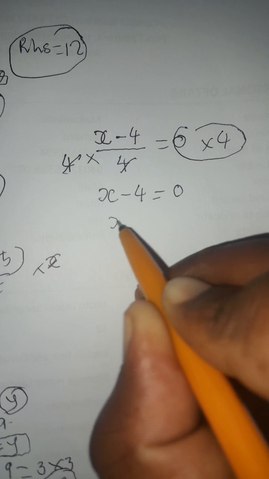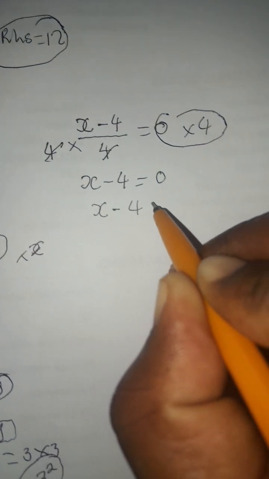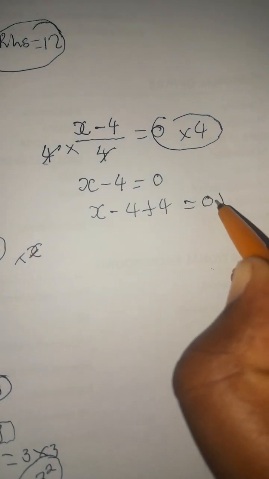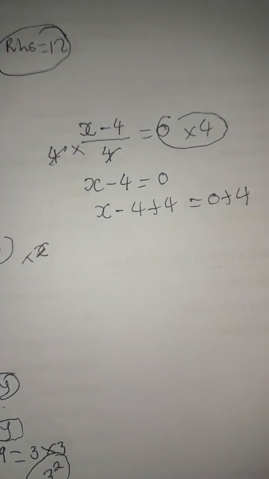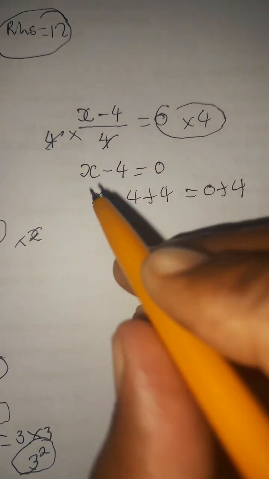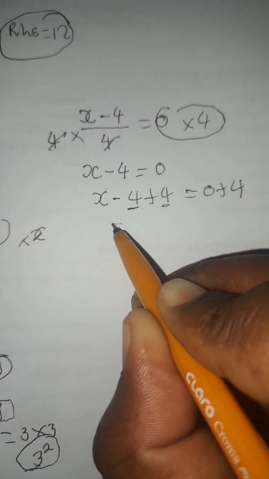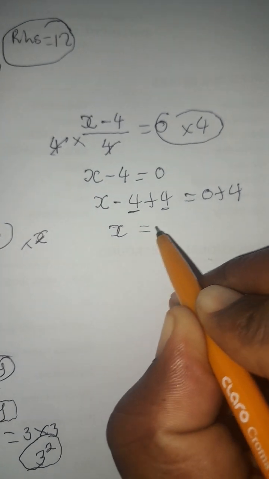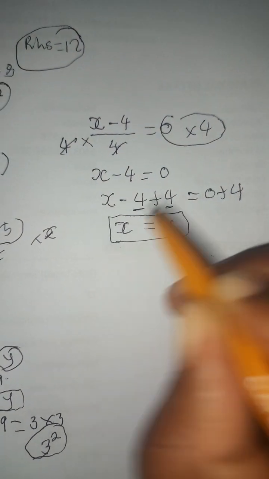So you need to make x the subject of the formula. Transpose negative 4 to the other side. Since it's negative, it becomes positive. What you do on the left-hand side must also be done on the right-hand side. So we know that negative 4 plus 4 is the same as saying 4 minus 4, which will be 0. So in this case, we are left with x. And what is 0 plus 4? It's 4. So that's the end of it here.